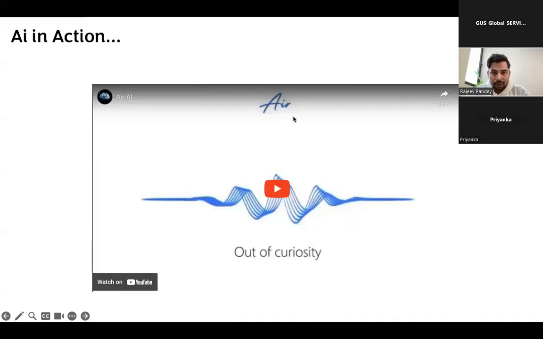Okay, so the next question is from Anurag again. Isn't GPT-4 a combination of multiple models amalgamated together? I'm sorry. Yes, absolutely correct. It is.